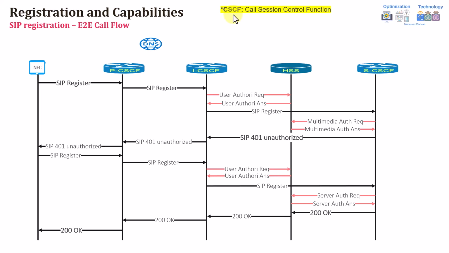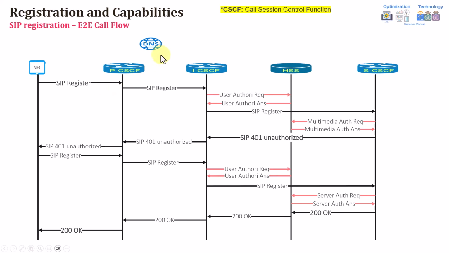I added in the top right here what the CSCF abbreviation stands for. It stands for Call Session Control Function. So the first point of contact, again, as mentioned before in the function of the IMS, is the proxy call session control function. So it will receive the SIP register. The SIP register actually includes a lot of important information. I will go through it in detail in the next slide.